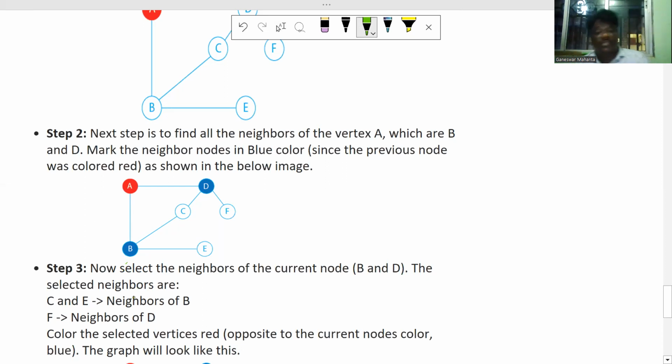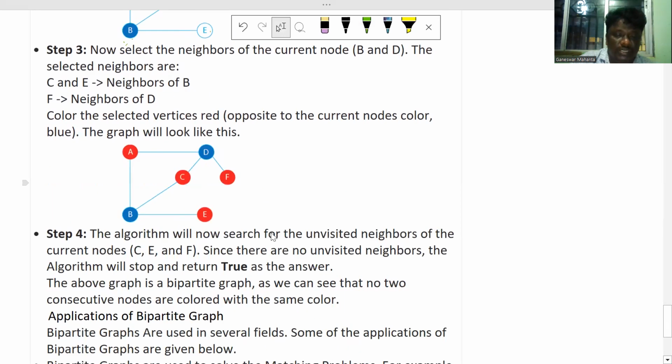Step 3, again select the neighbors of the current nodes B and D. The neighbors of vertex B are C and E. You color them red. And the neighbor of D is F. So color it the same way, and this is the required figure of this graph.